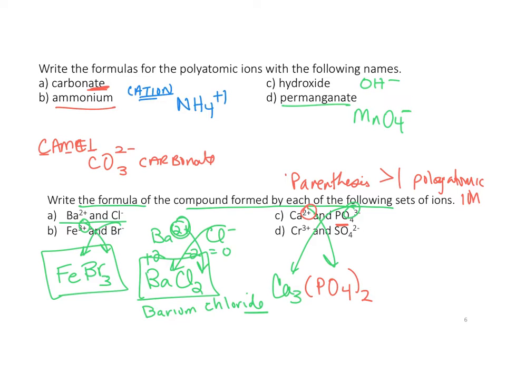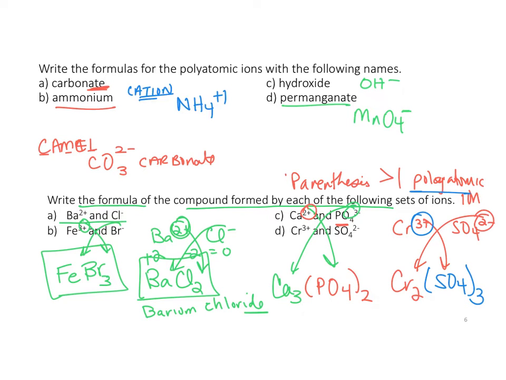All right, let's do the chromium Cr3 plus sulfate. So chromium becomes 2, and then we need 3 of these sulfates. So that's more than 1, so we got to have parentheses, SO4, 3. And chromium gets its name, chromium. And then you memorize that that's sulfate.